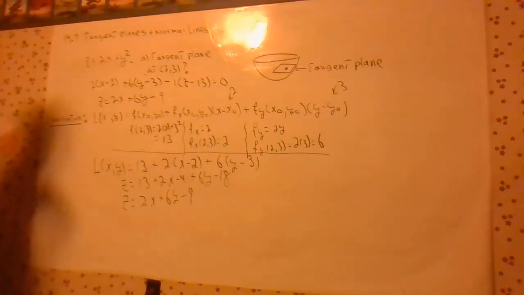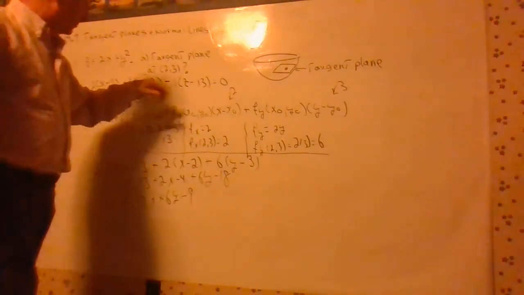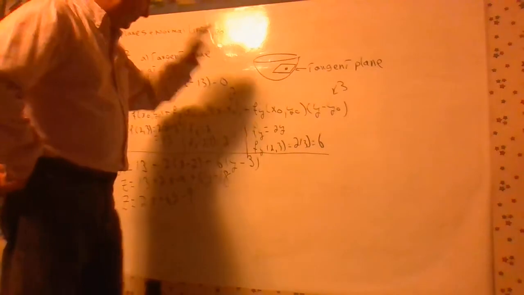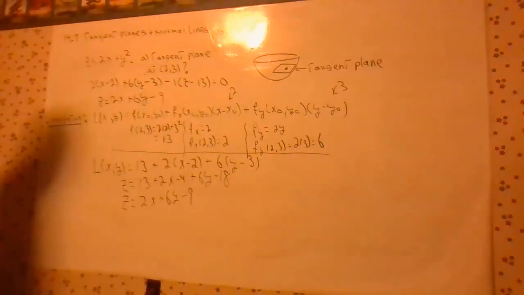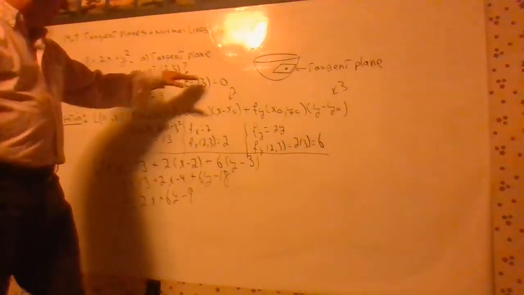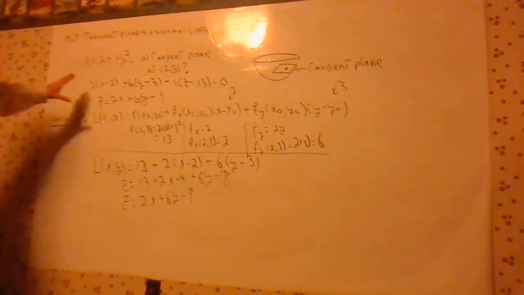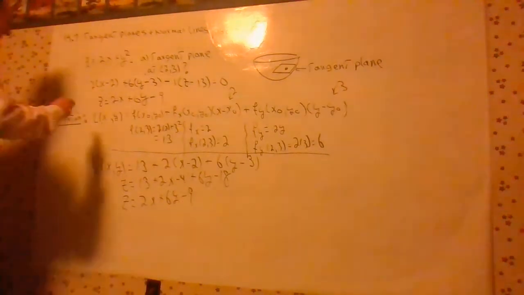And we substituted, we got this plane equation, 2 times (x minus 2) plus 6 times (y minus 3) minus 1 times (z minus 13) equals 0. You can simplify this to z equals 2x plus 6y minus 9. I'll leave that basic algebra to you. That's all 8th and 9th grade math. So in any event, we get this formula for z.